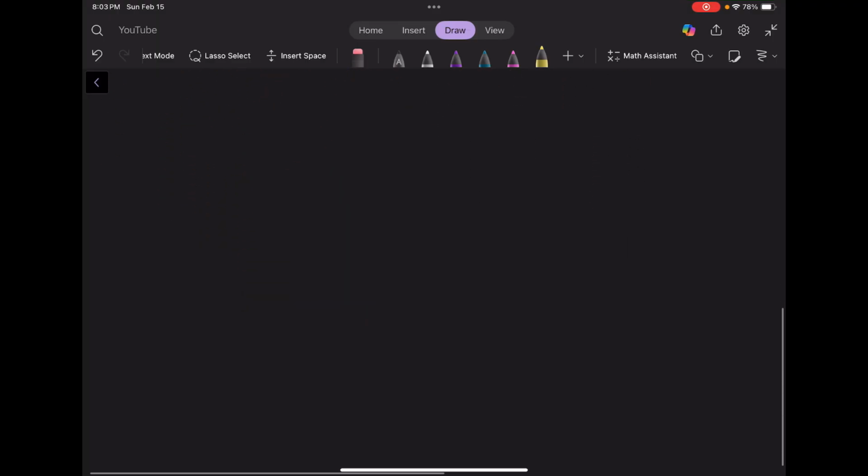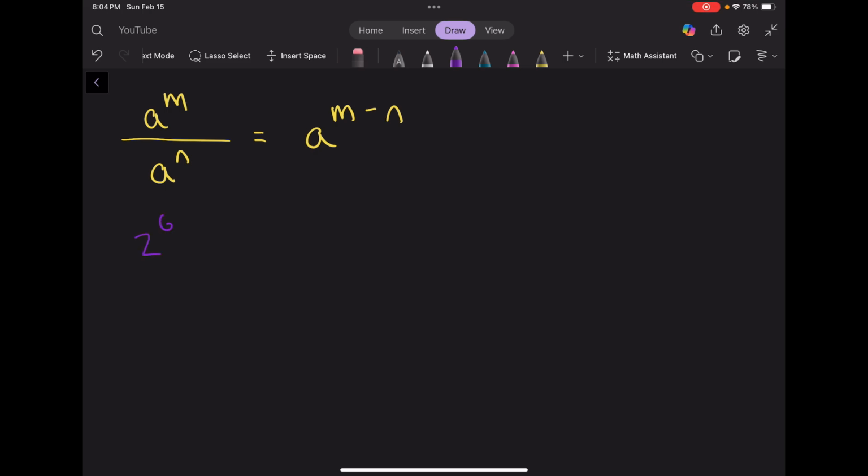The next one is if we have a to the m over a to the n, this is the same thing as a to the m minus n. Let's see an example of this. Let's do 2 to the 6th power over 2 to the 3rd.